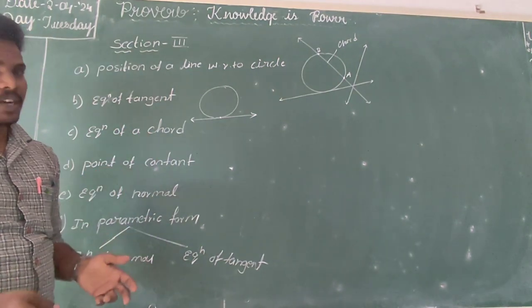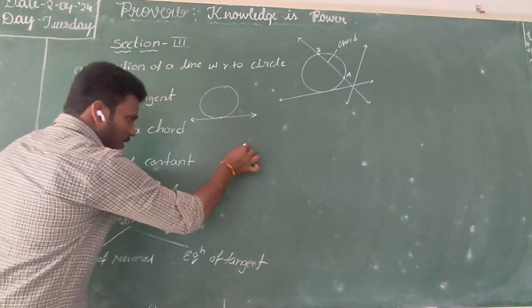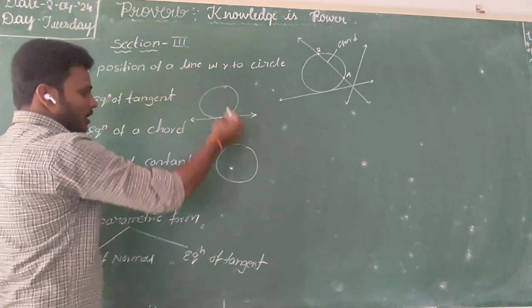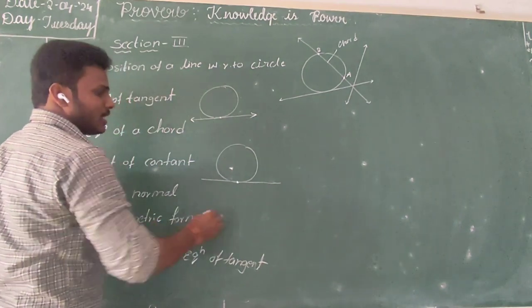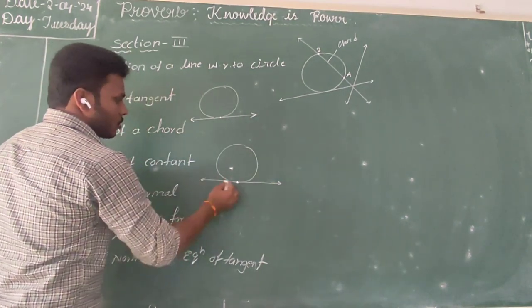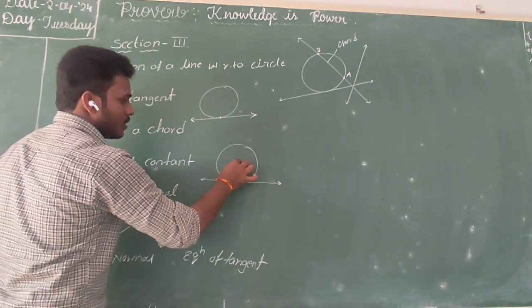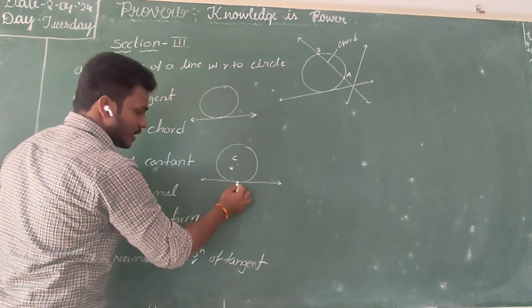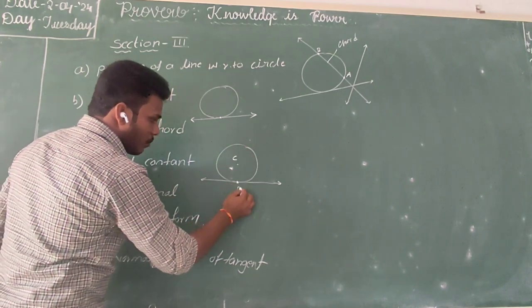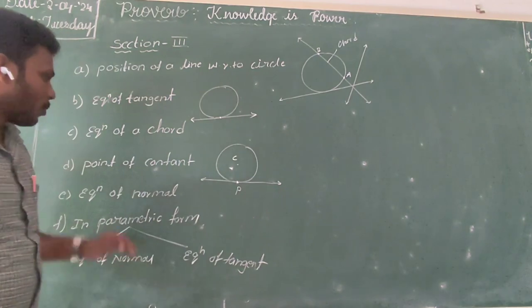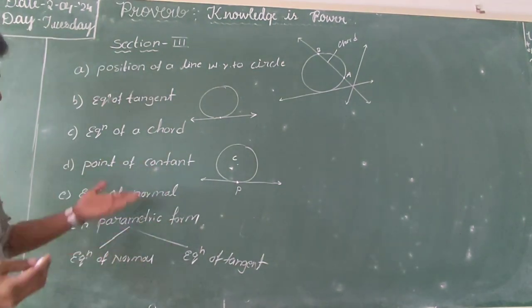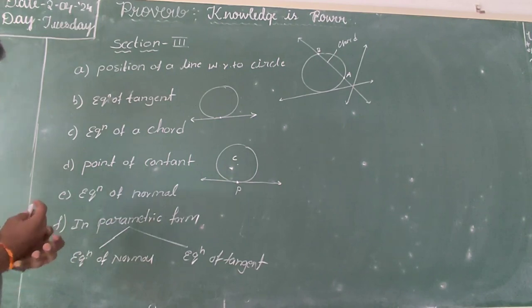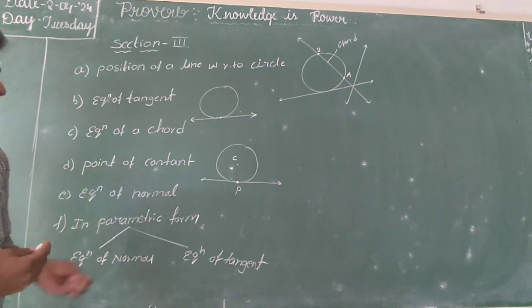Next, point of contact. From this position, out of 3 things, one thing is possible to make a tangent to the circle. So if the line touches the circle at a point, that point is called the point of contact. We need to find that point of contact. So how to find that point of contact? That is the one property. Point of contact. To find point of contact.